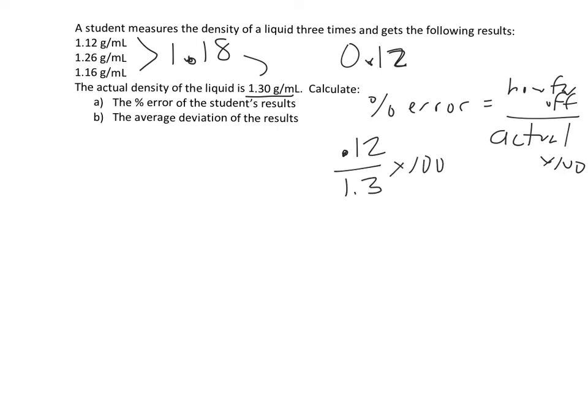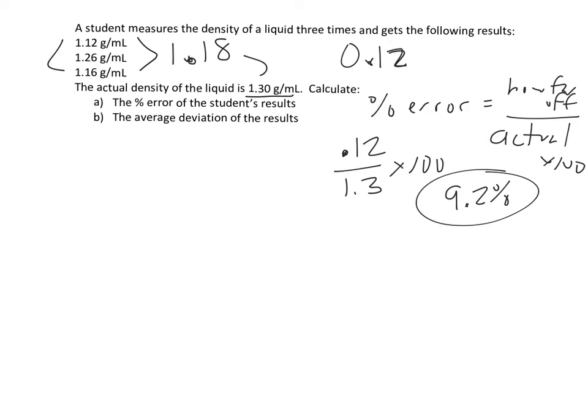So 0.12 divided by 1.3, and if I do sig figs, I get about 9.2% error. So not great, not the worst, but that's how that works. Now average deviation is a way of measuring precision. Precision is how far off these numbers are from each other. They don't look particularly consistent, so this is probably not very precise.